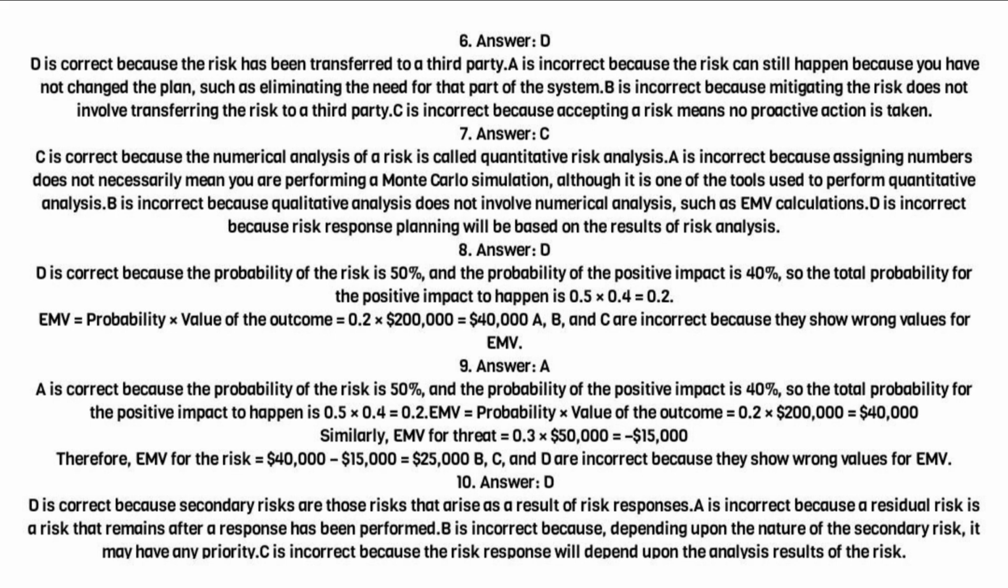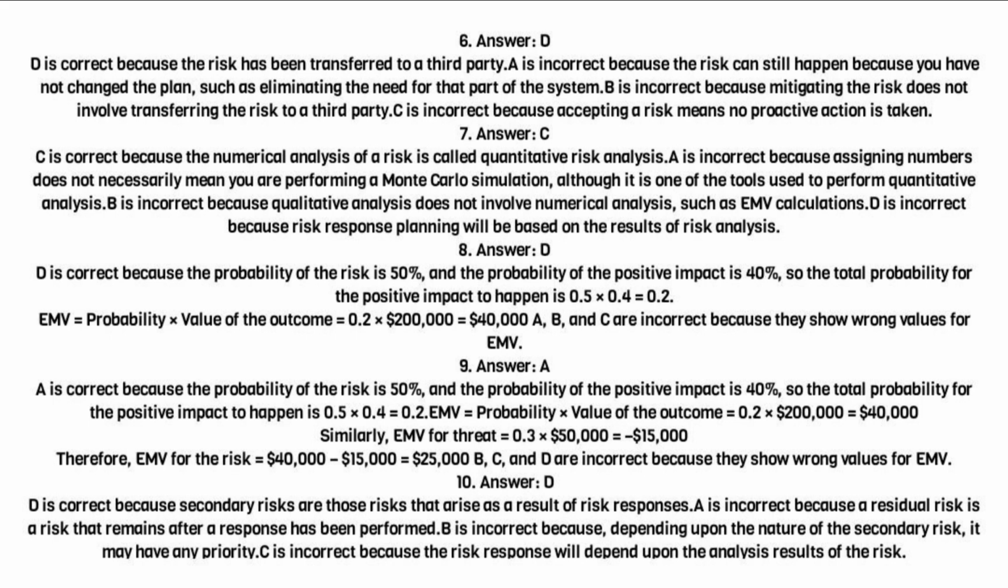7. Answer C. C is correct because the numerical analysis of a risk is called quantitative risk analysis. A is incorrect because assigning numbers does not necessarily mean you are performing a Monte Carlo simulation, although it is one of the tools used to perform quantitative analysis. B is incorrect because qualitative analysis does not involve numerical analysis, such as EMV calculations. D is incorrect because risk response planning will be based on the results of risk analysis.